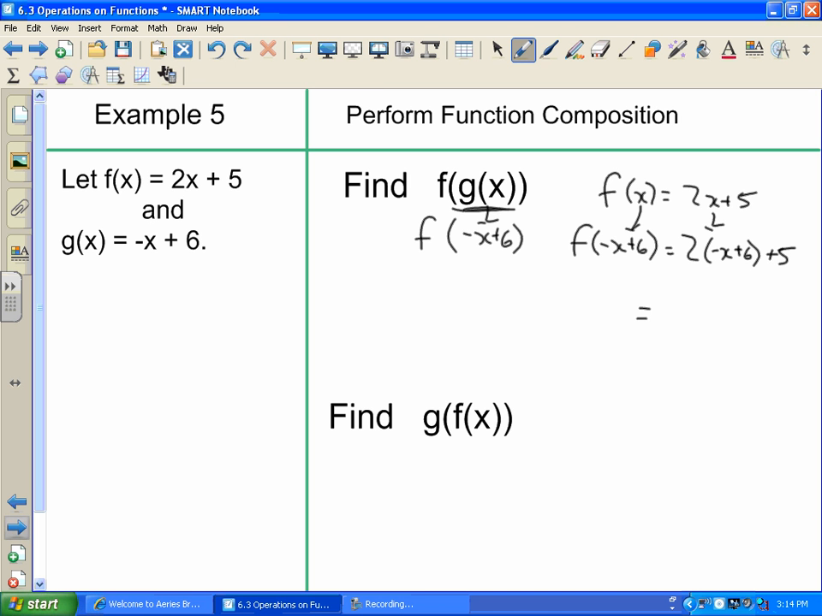Simplify. We don't do anything to the left-hand side. We just work the right-hand side. That gives me negative 2x plus 12 plus 5, which is negative 2x plus 17. So on this problem, f of g of x is negative 2x plus 17.